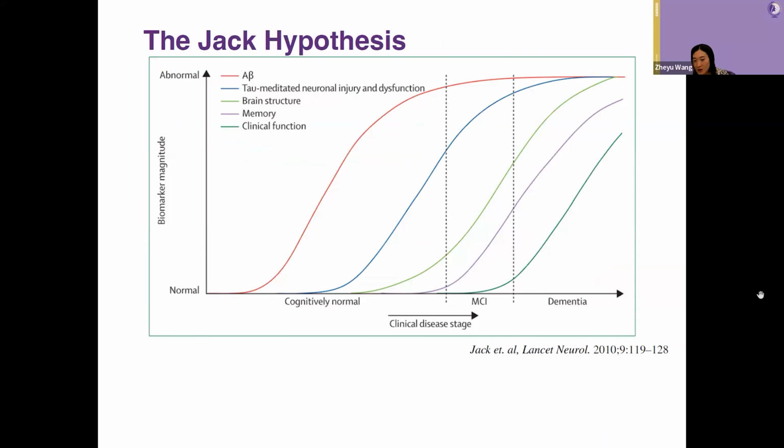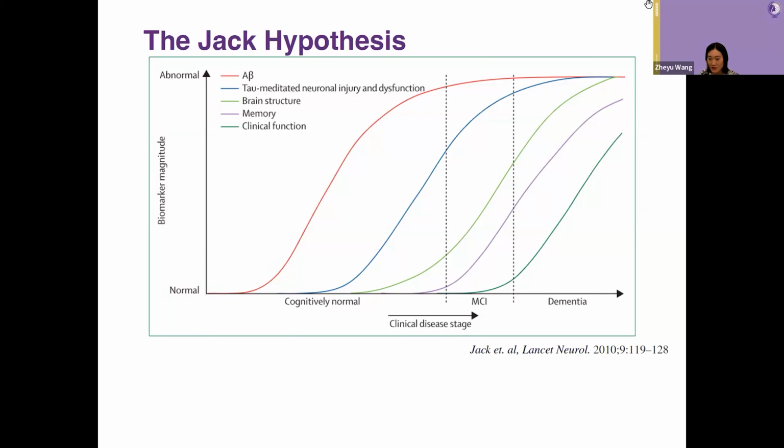So a key hypothesis in AD research is this Jack hypothesis, where the different curves are different biomarkers. It's trying to depict the order, sequence and shape of different biomarker evolution along the disease pathway, so that by observing these biomarkers, we can infer the underlying disease trajectory. But as I mentioned, even though it's used in many research, it's still a hypothesis.